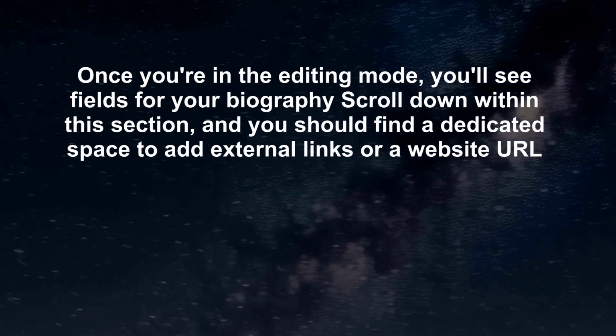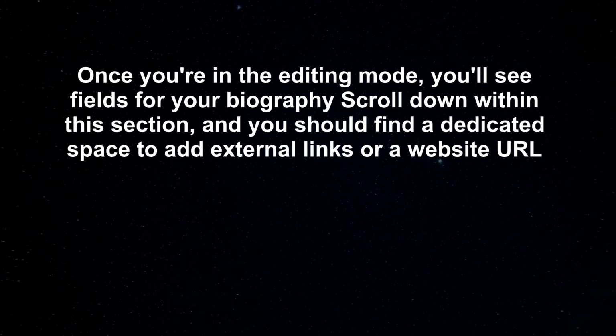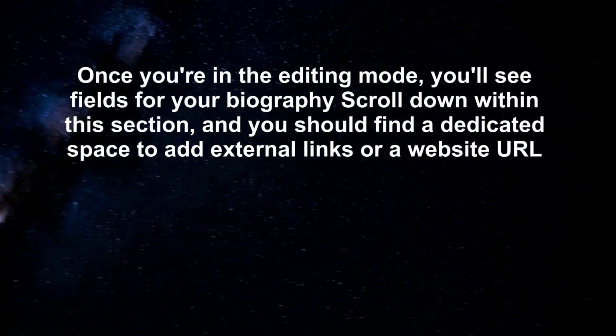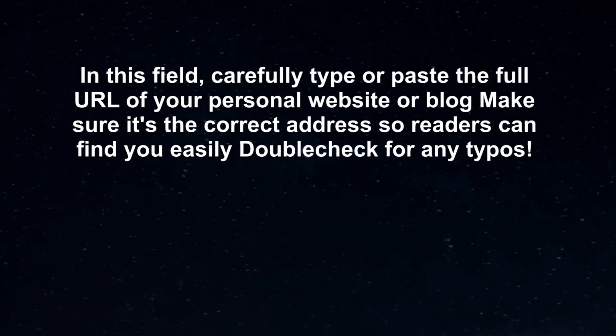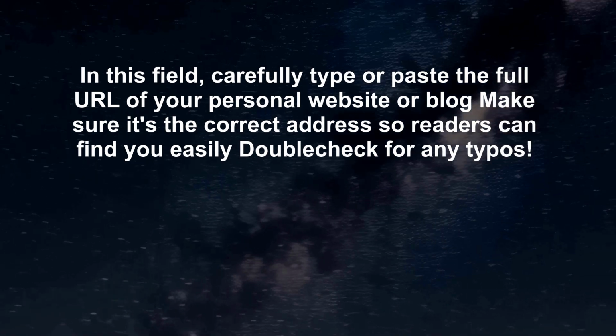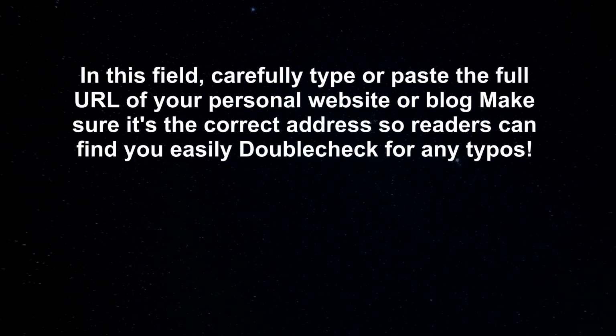Once you're in the editing mode, you'll see fields for your biography. Scroll down within this section, and you should find a dedicated space to add external links or a website URL. In this field, carefully type or paste the full URL of your personal website or blog. Make sure it's the correct address so readers can find you. Easily double-check for any typos.